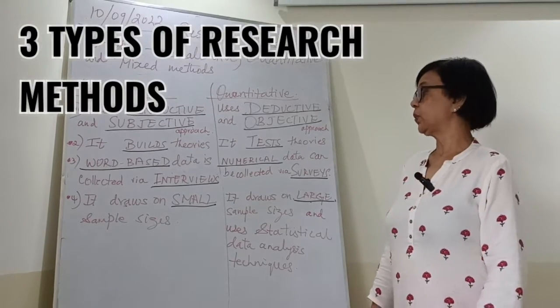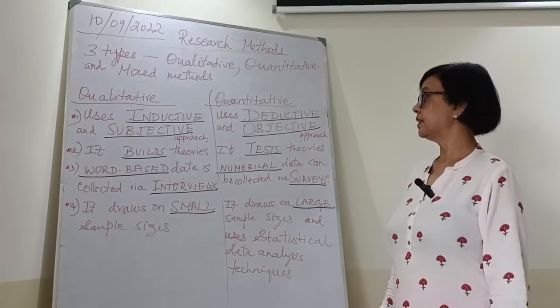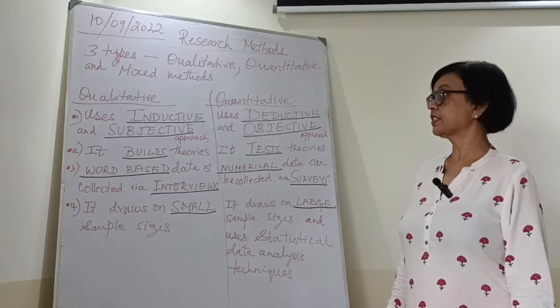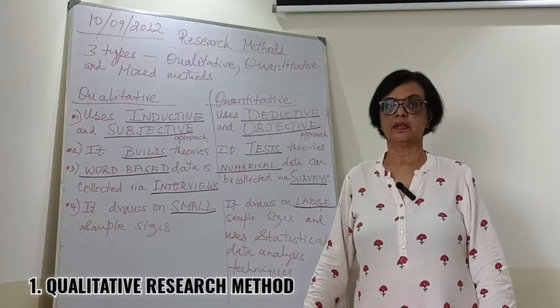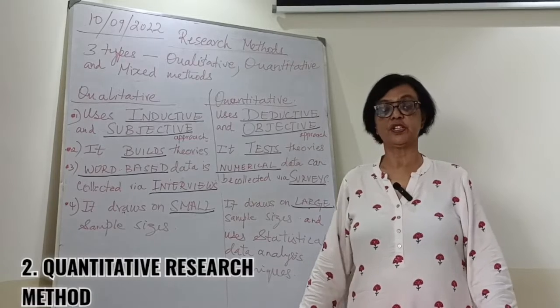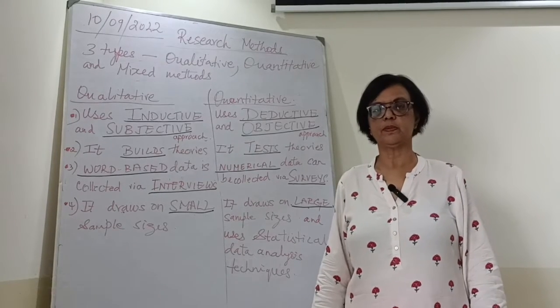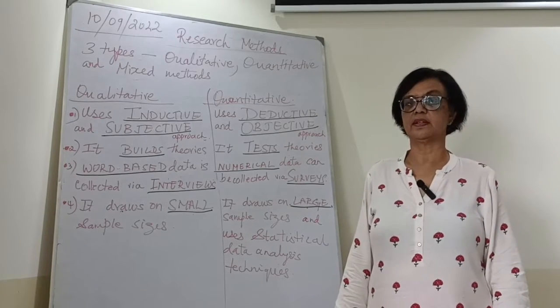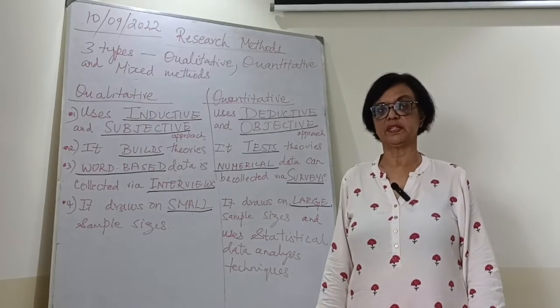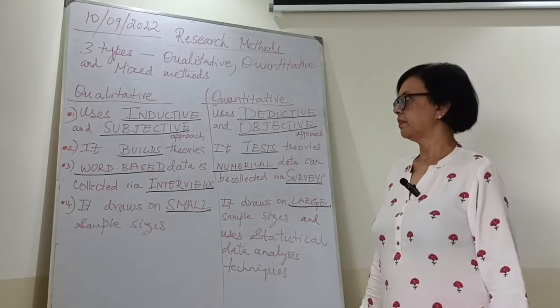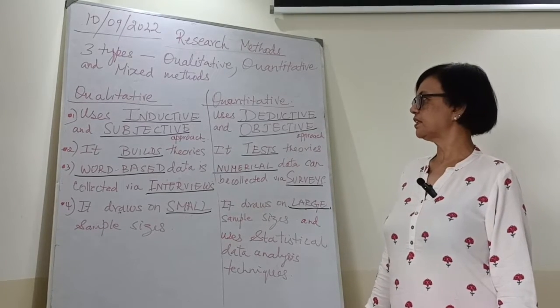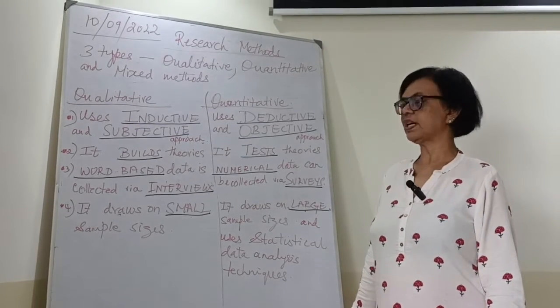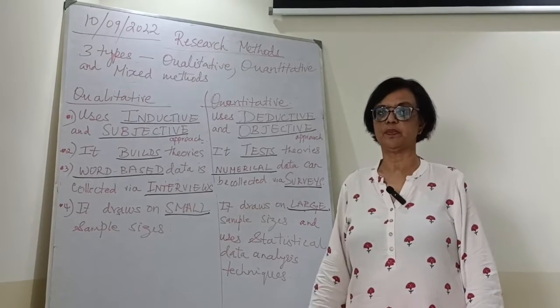Today in my video, let's see the three types of research methods. The three types of research methods are qualitative research method, quantitative research method, and mixed research method. So now let's see the difference between qualitative and quantitative research methods.